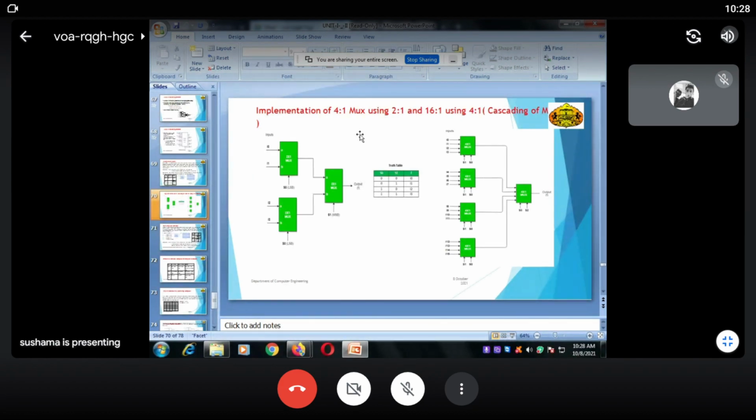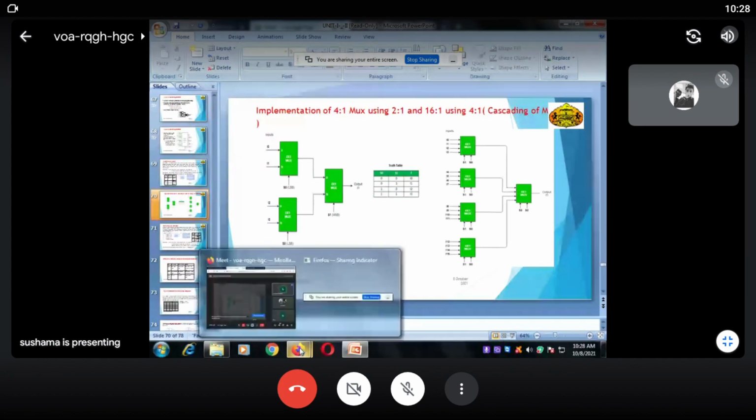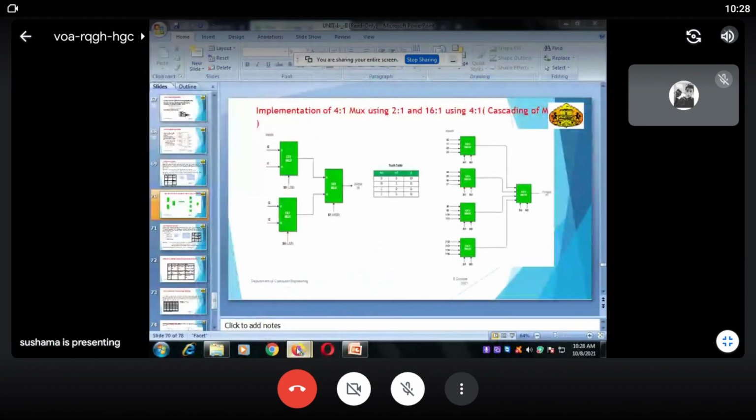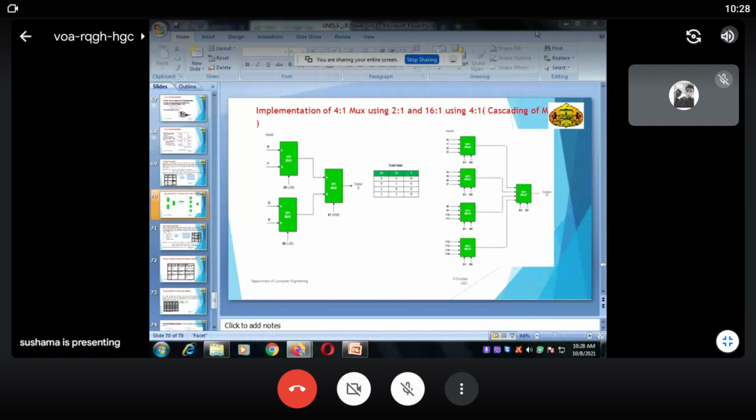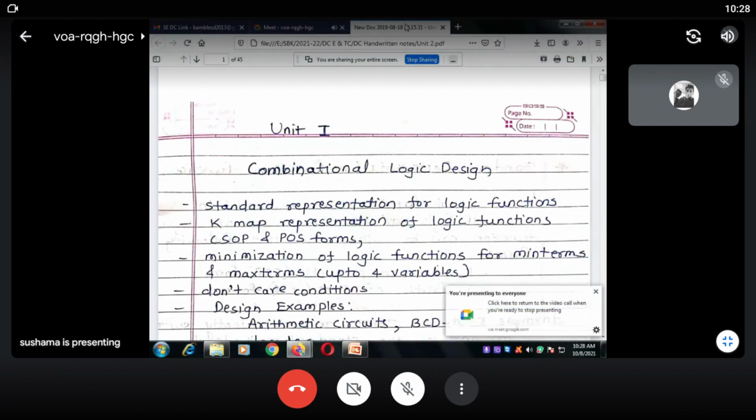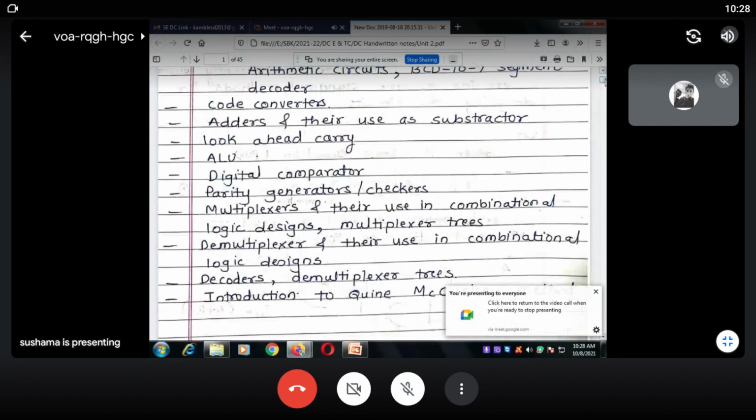This is the implementation of 4:1 mux using 2:1 and 16:1 using 4:1. Okay. See, this will be difficult. I will share one different handwritten note. Just a minute. Is it visible?